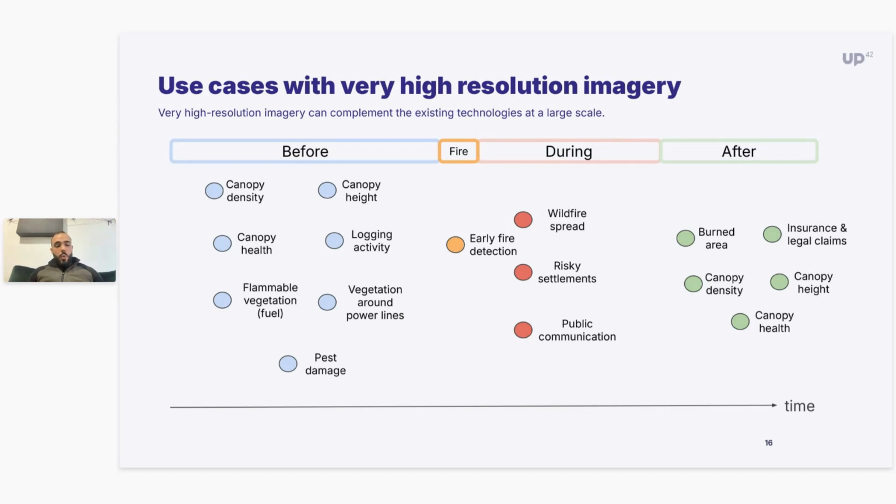It is mostly used in public communication nowadays. You see many news stories using imagery from different providers. It just gives some factual information about what is going on in those chaotic crisis states. Afterwards, you can get the burned area, what is burned, and again the canopy density, height, and health of the restored area. And then it is also very useful for insurance and legal claims.